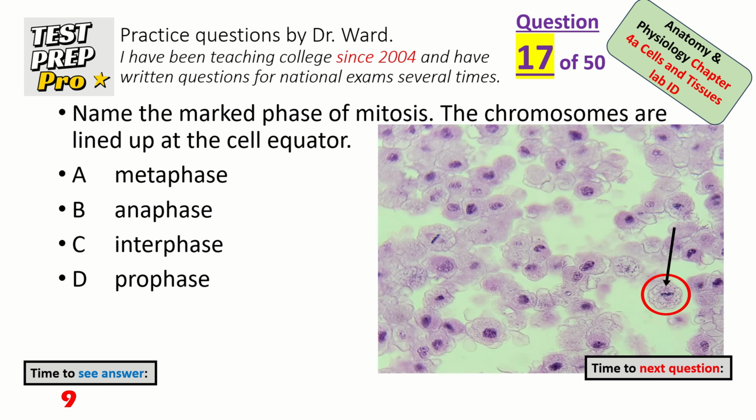Name the marked phase of mitosis. The chromosomes are lined up at the cell equator, which just means the midline of the cell. Metaphase.